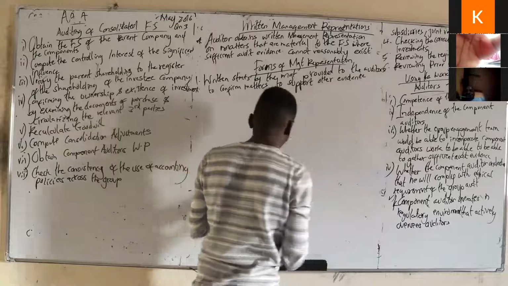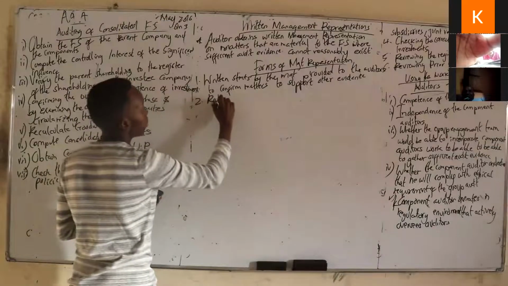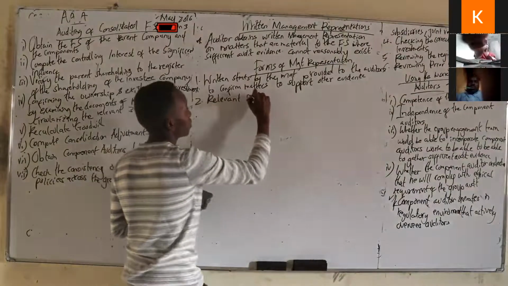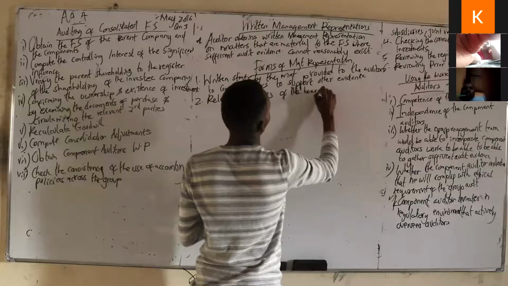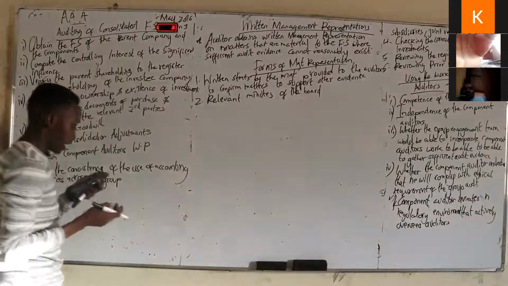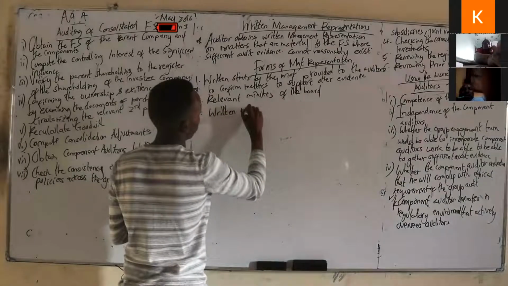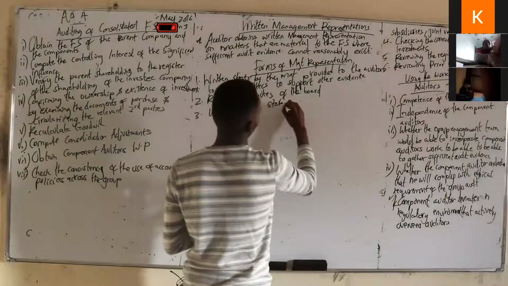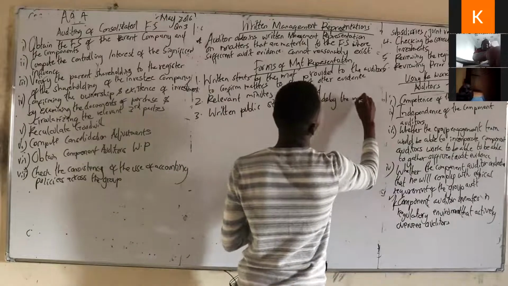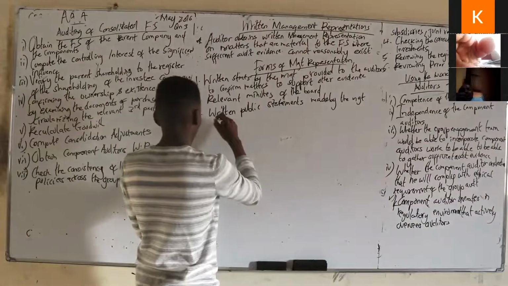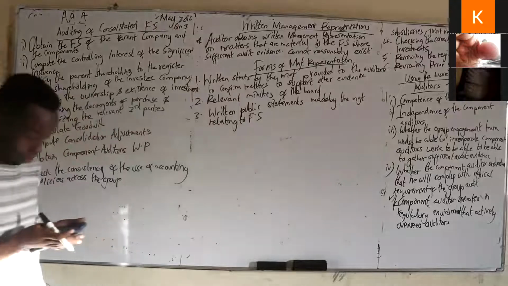Now, these written management representations help the auditor to have an understanding of what he is reviewing, and they may also include the relevant minutes of the board, which we said you have to review, and written public statements made by the management relating to the financial statements.